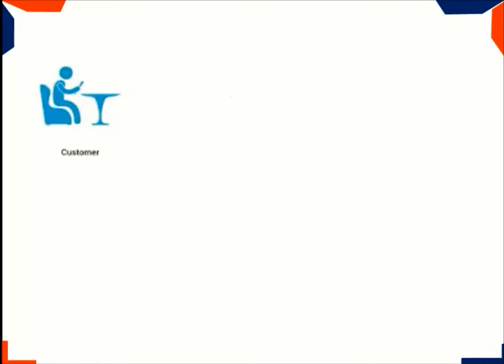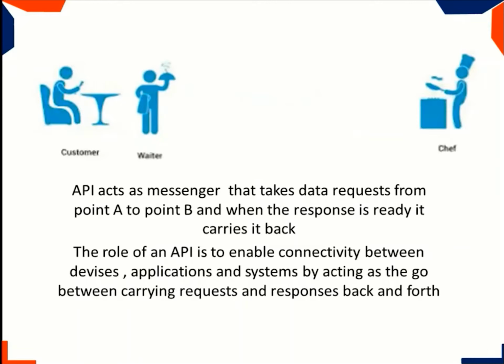Let's say you land up in a restaurant. You are the customer. What happens? There is a waiter who comes up first, and he takes the order. Once he takes the order, he goes to the chef, comes back and delivers you the food. This is the basic process that happens. So API acts as that messenger. The waiter you are seeing is the API.